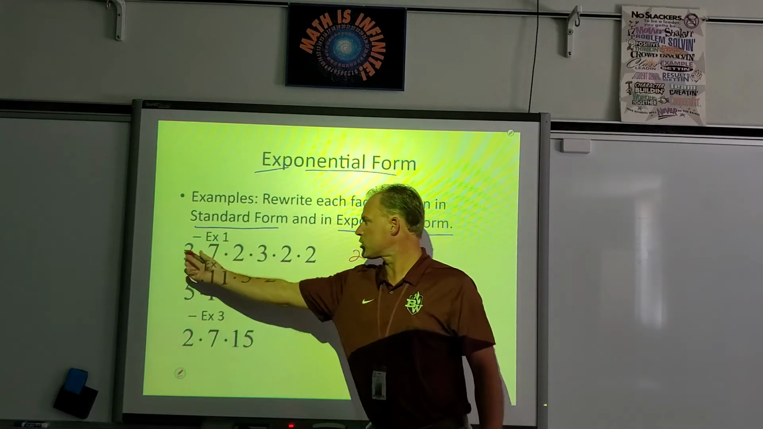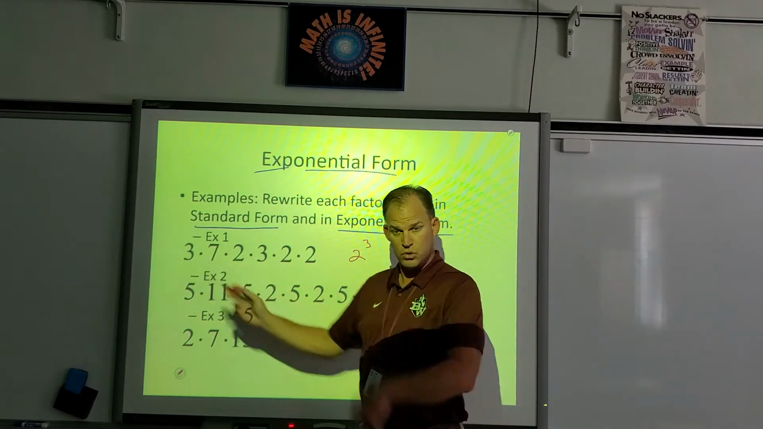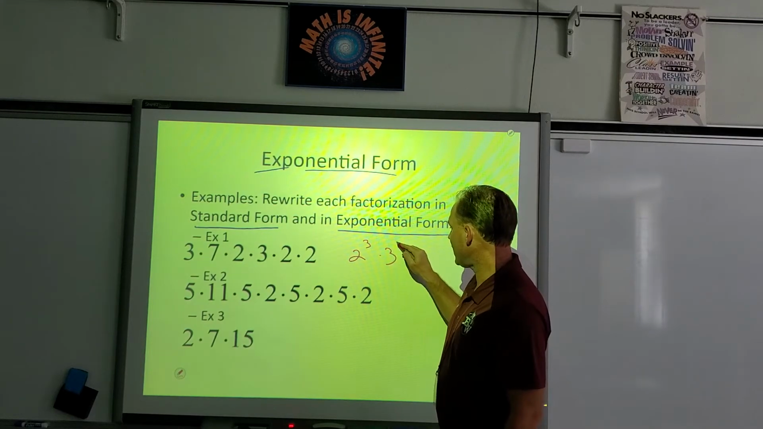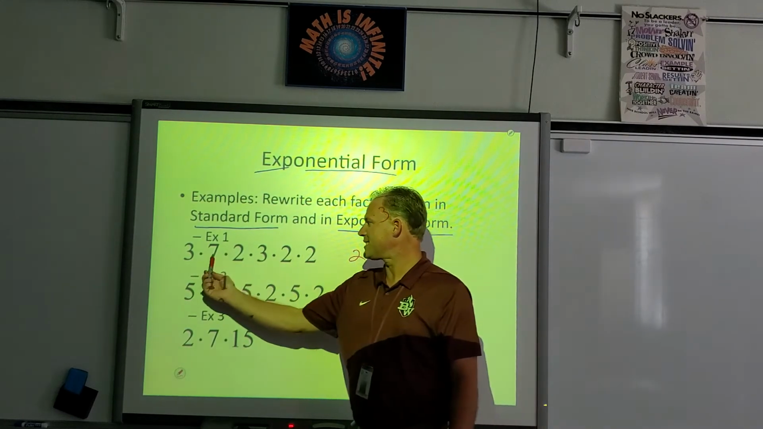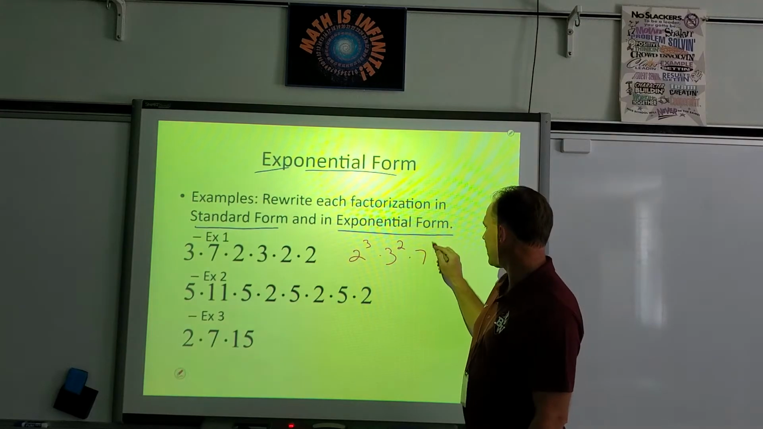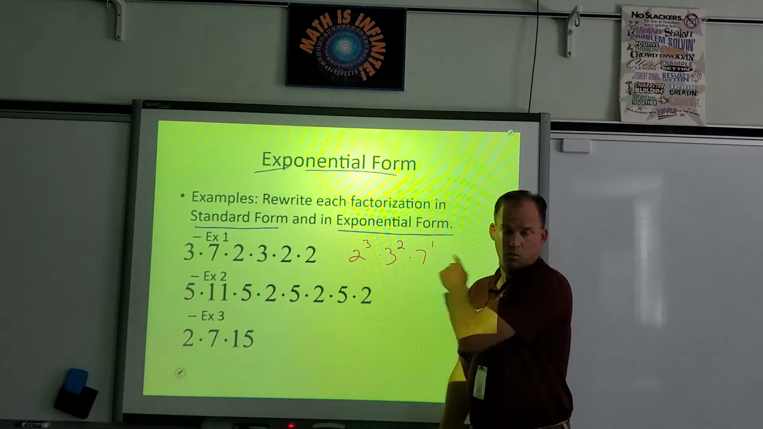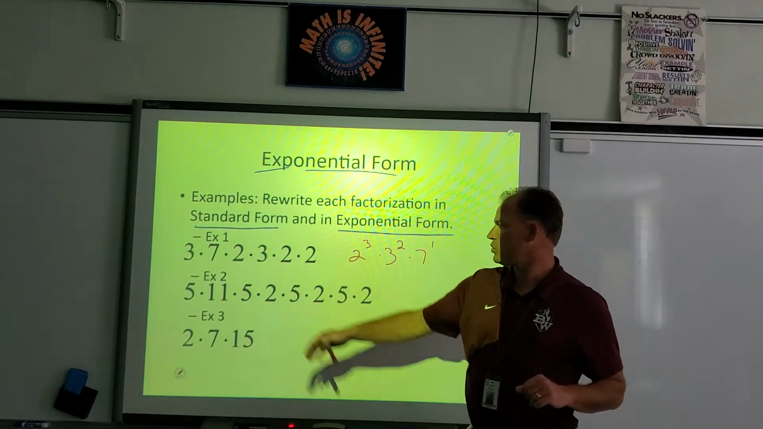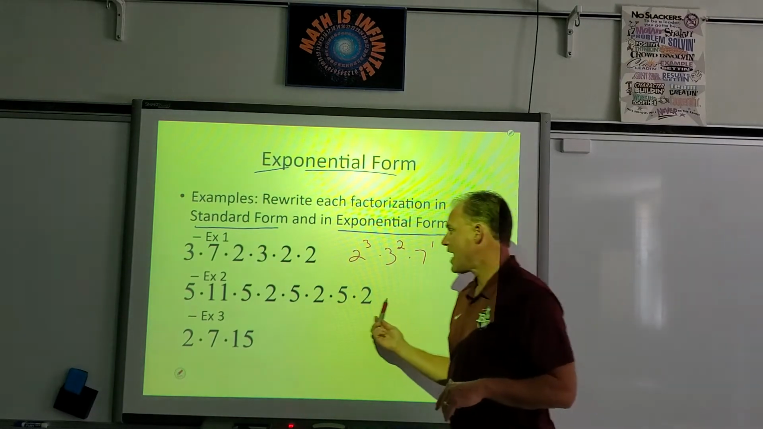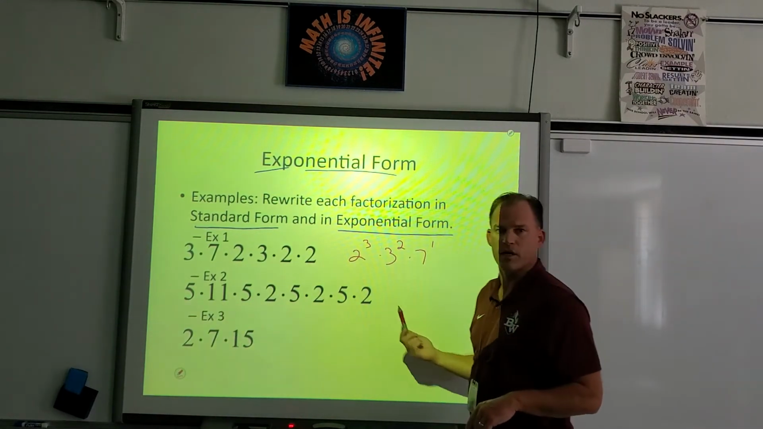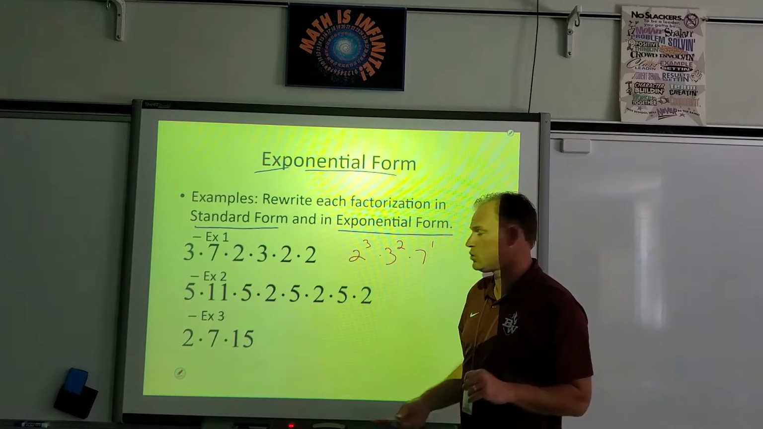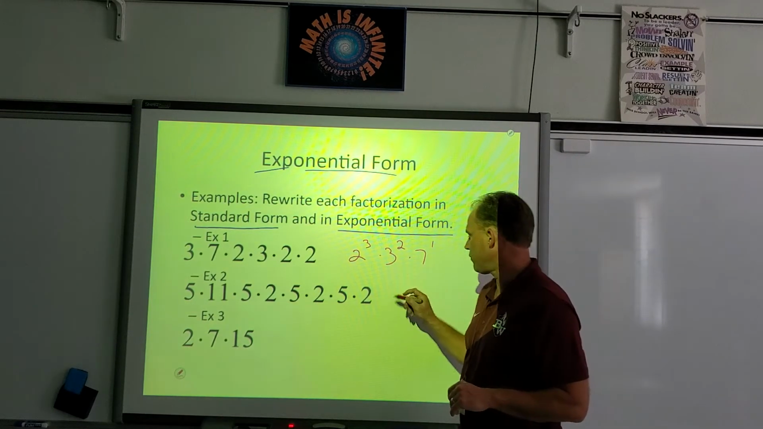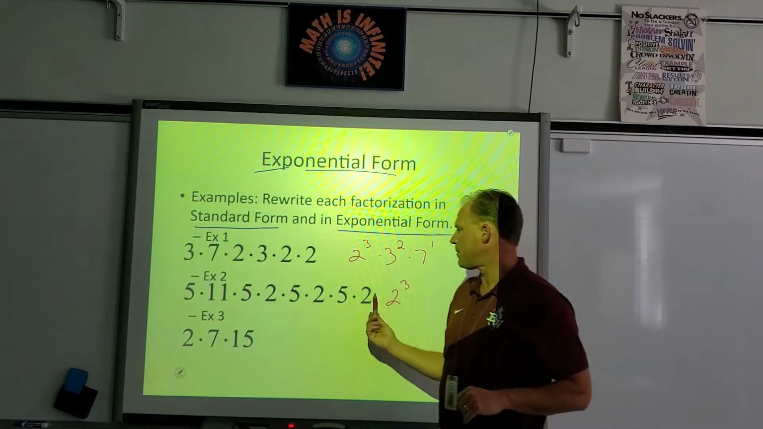How many 3's are in this list? 2. So I have 3 to the second power. How many 7's? 1, 7 to the first power. Okay. Example 2. Again, we like to go in order. How many 2's are there? 3 of them.